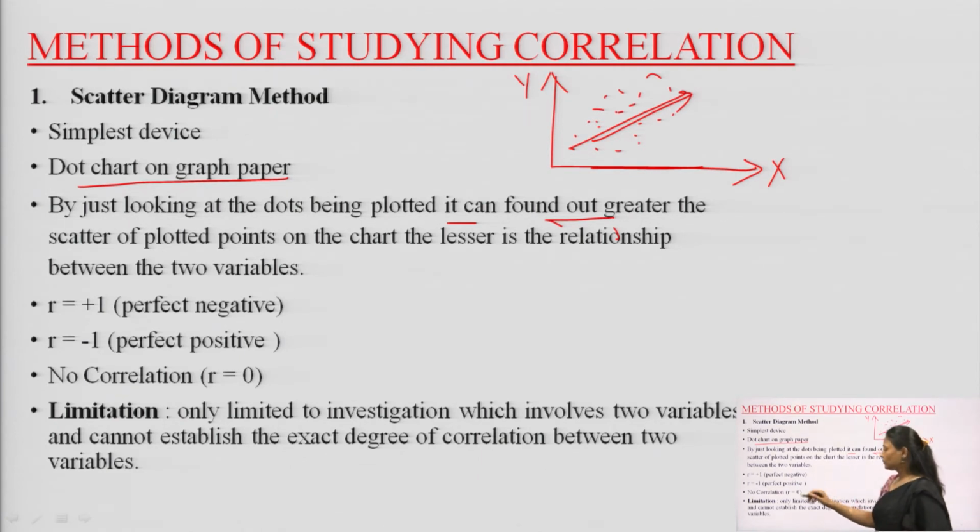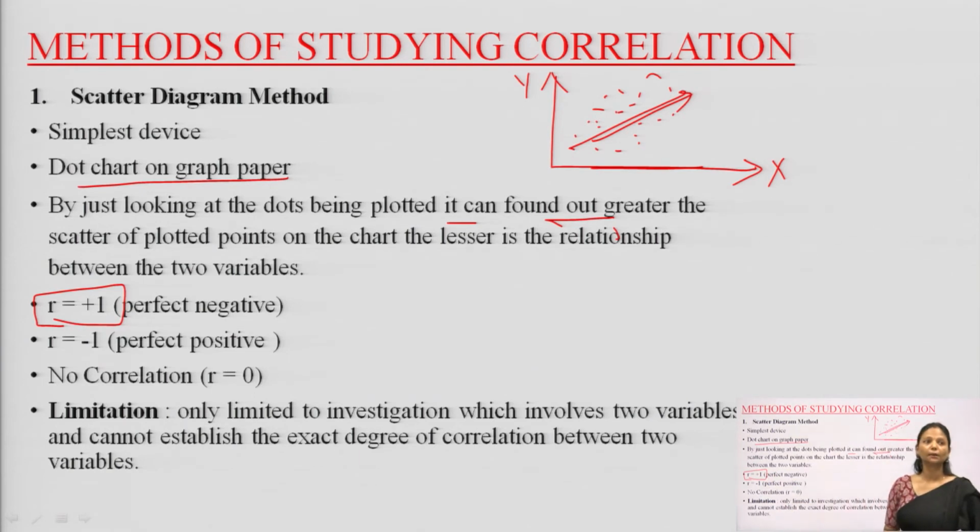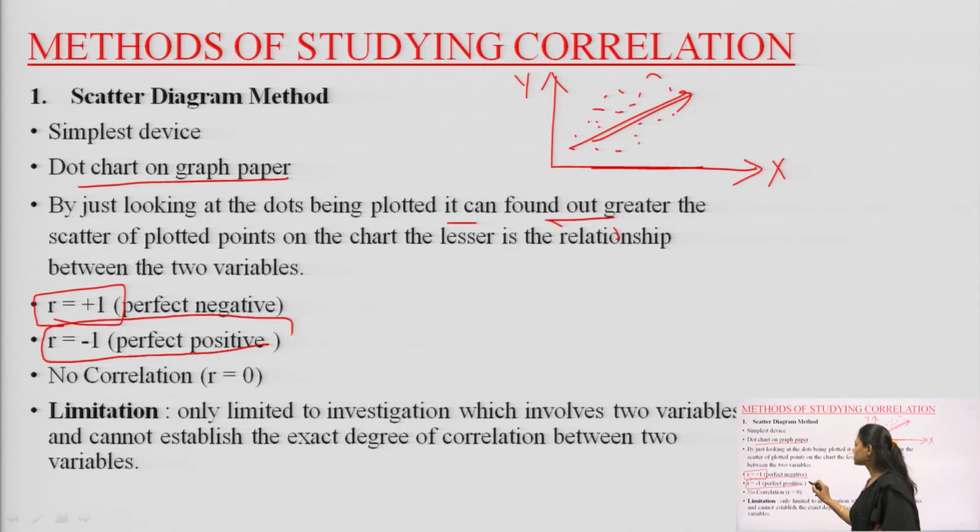When correlation is equal to plus 1, it is called a perfectly positive correlation, whereas when the correlation, that is r, small r, is negative 1, it gives you a perfectly negative correlation between the two variables. But if the small r is equal to 0, then there is no correlation between the two variables.